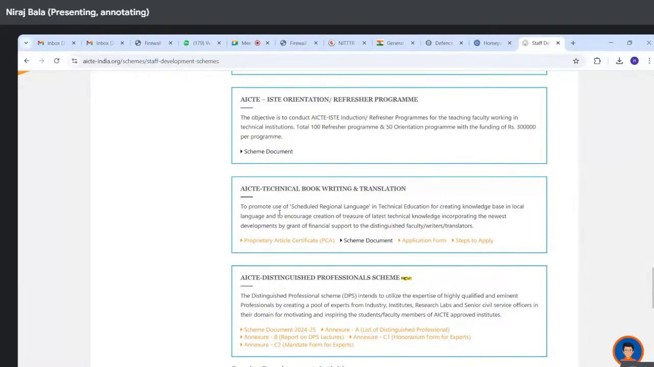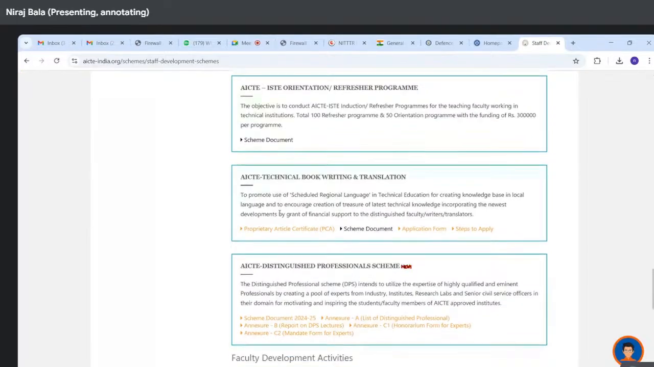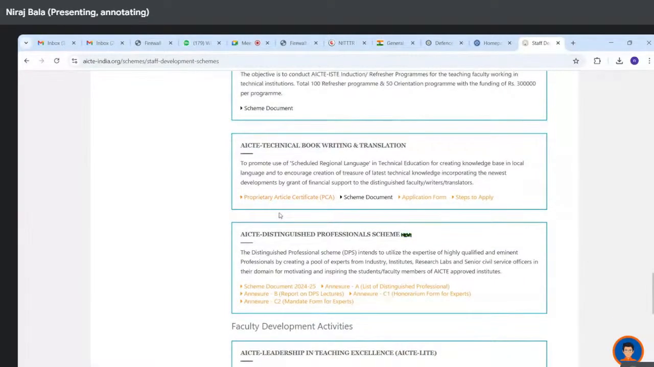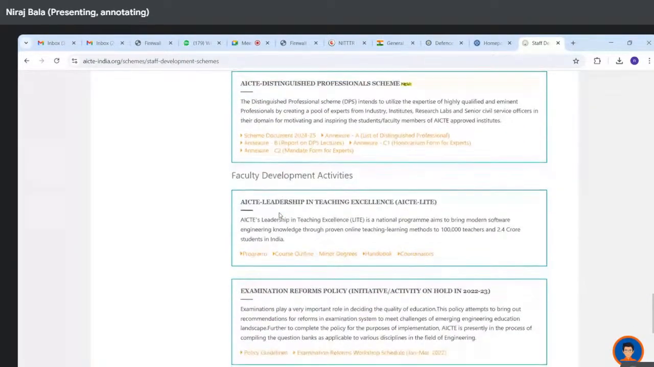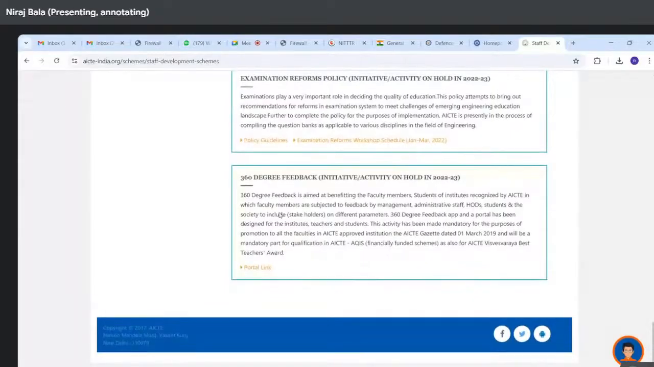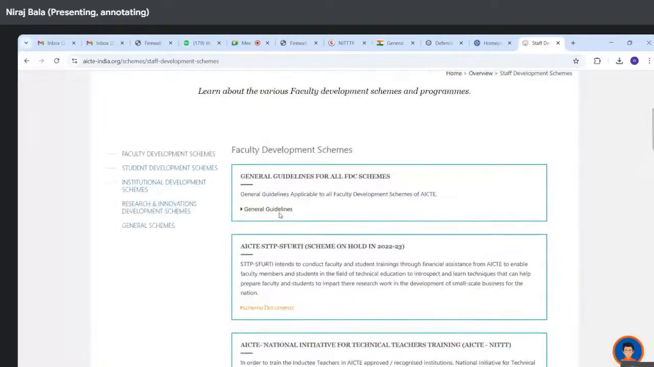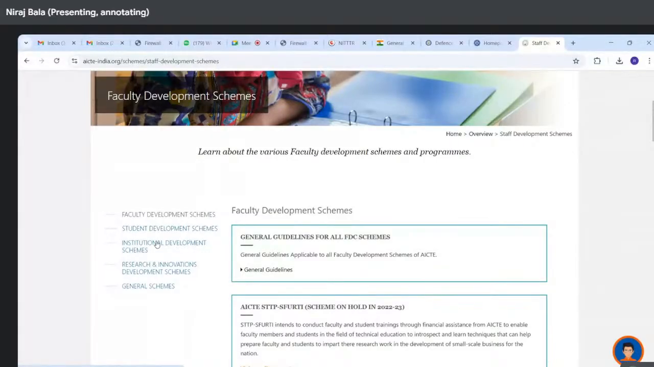Technical book writing and translation. Lately they have started this scheme. They pay you, I think, around 2 lakh or something for translating any book into a regional language or writing a book in a regional language. This is because under NEP, we are saying that we should have books in our own language, in regional languages, Hindi. Then I think you can see other schemes also, but here I will be telling you about the RPS scheme.